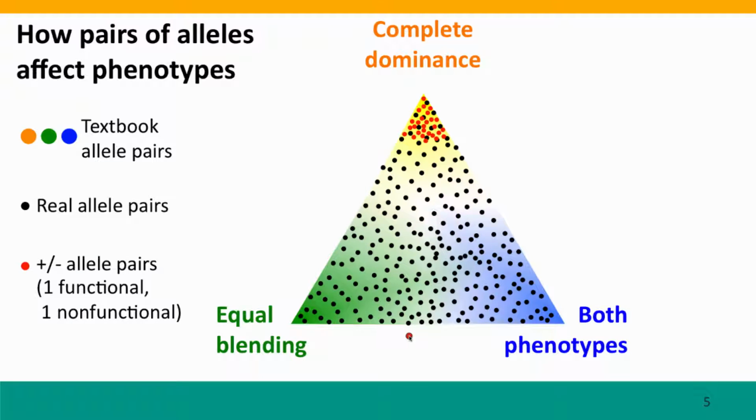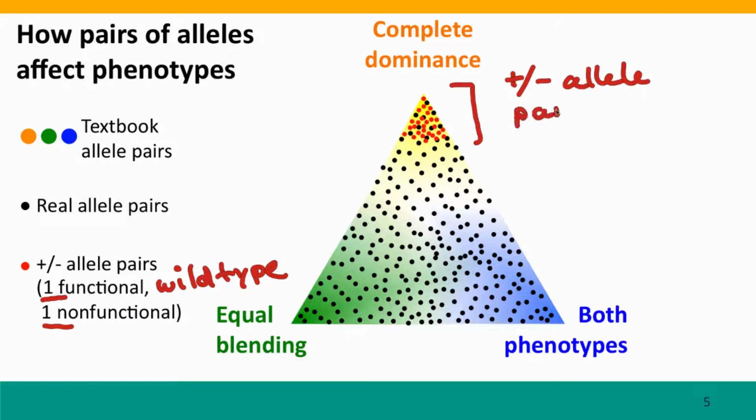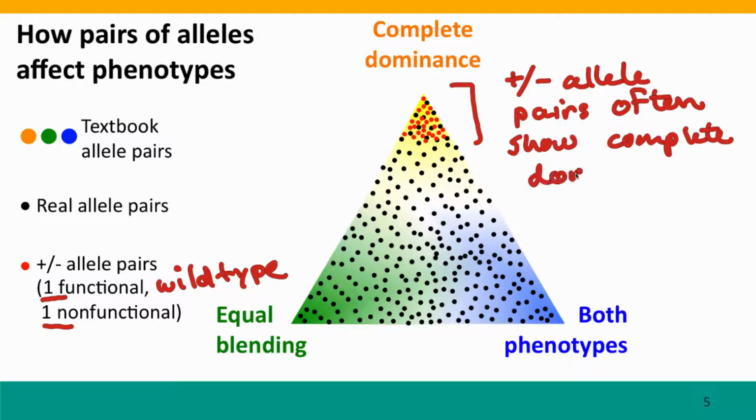However, I have to qualify this a bit with a particular kind of allele: allele pairs where one allele is functional and the other allele is non-functional. Often we'd call this a wild-type allele. Allele pairs where one allele is functional and one allele is not functional very often fall into the category of complete dominance or nearly complete dominance. And the question to ask is, well, why is this true?